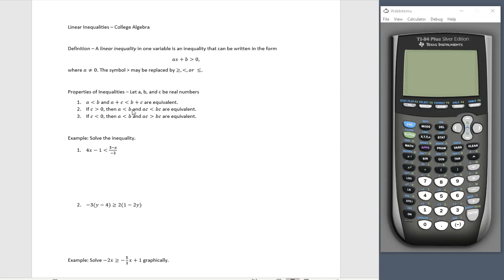If a, b, and c are real numbers, then we can add or subtract, because we can add a negative value. We can add or subtract the same thing to both sides of an inequality, and the inequality remains the same. If we have a positive number, then we can multiply on both sides of an inequality, and the inequality remains the same. But if we have a negative number, then multiplying by a negative switches the direction of the inequality. And because c could be a fraction, that means multiplying or dividing by a negative will change the direction of our inequality.